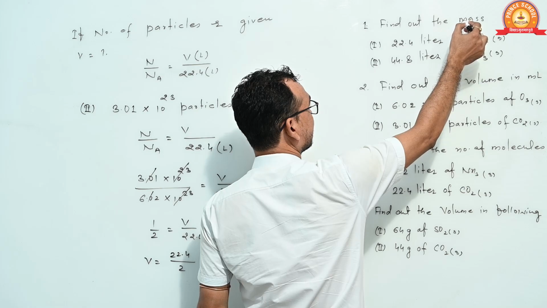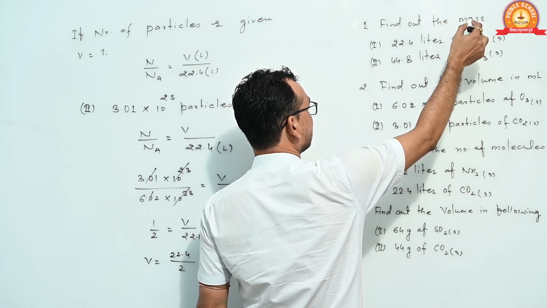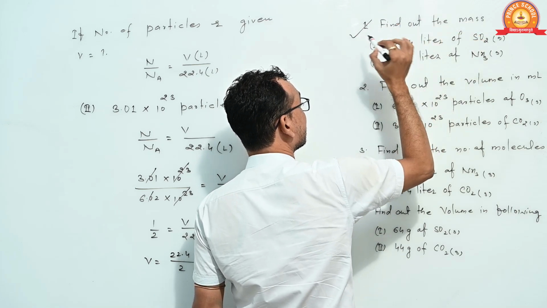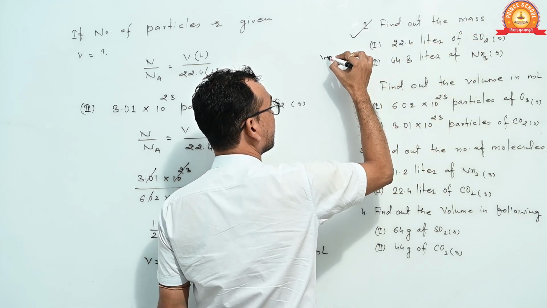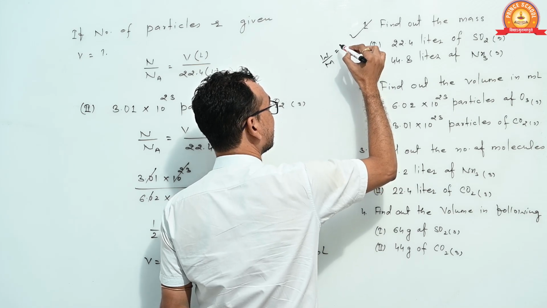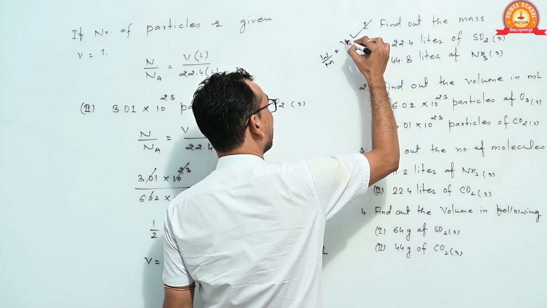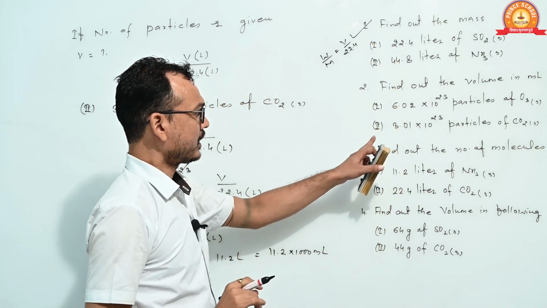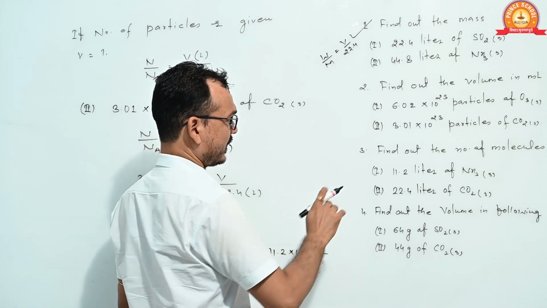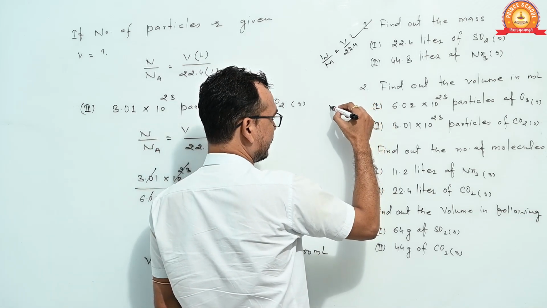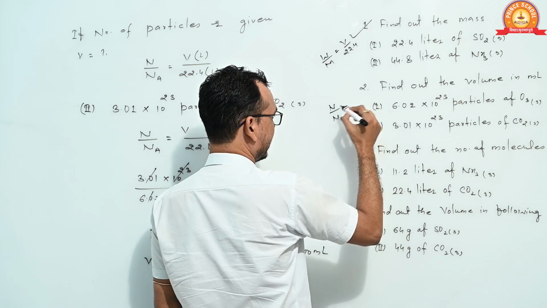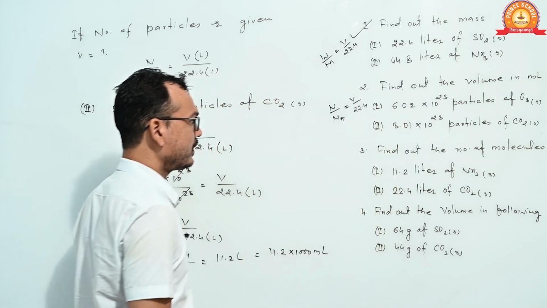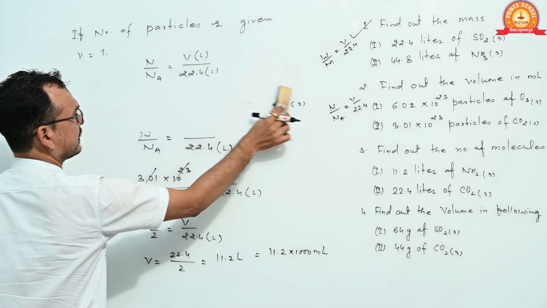देखो फर्स्ट टाइप के अंदर आपको क्या दिया गया था, mass is given, then mass calculated and the volume is given. This is the formula of W upon m is equal to volume divided by 22.4. In the second question, the number of particles is given, then we apply N upon Na is equal to V upon 22.4. Clear?